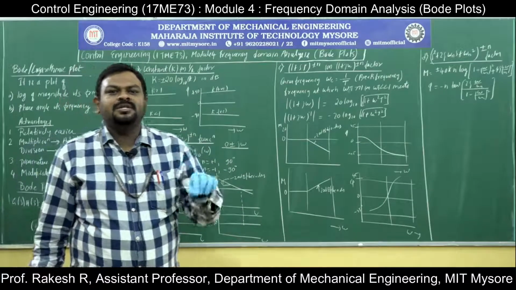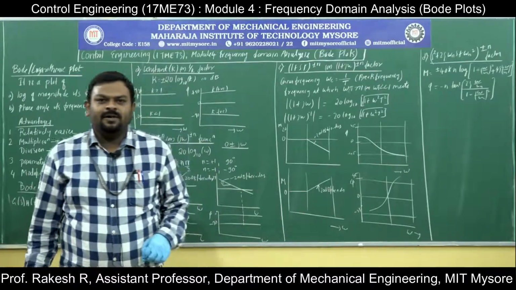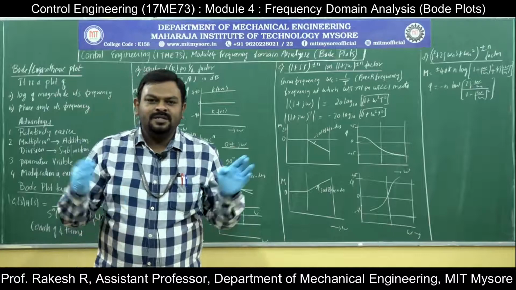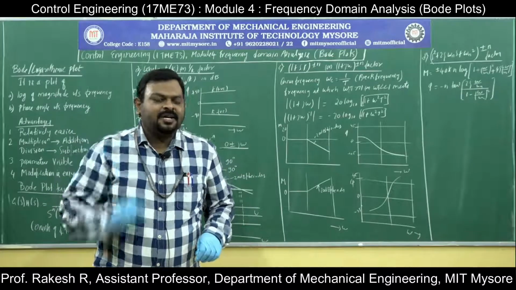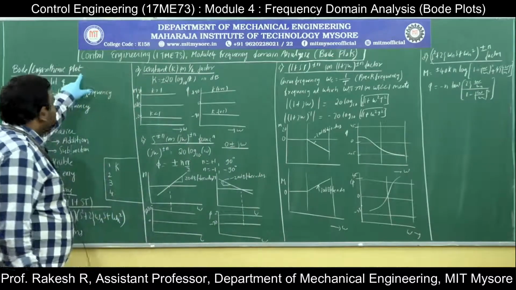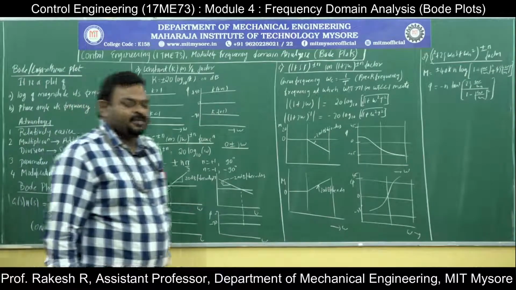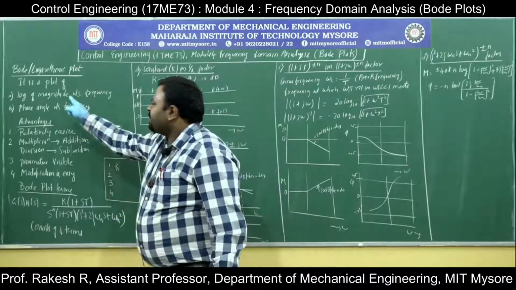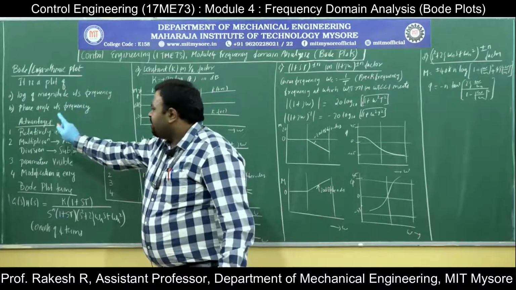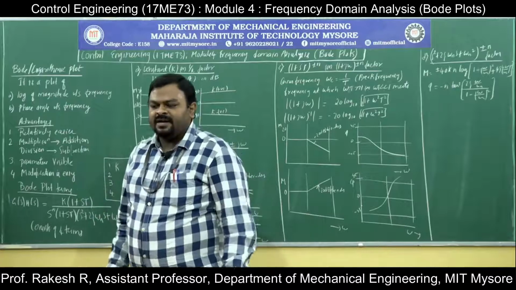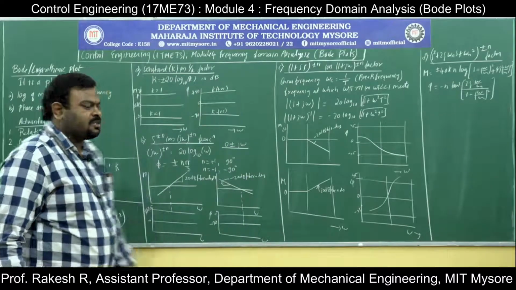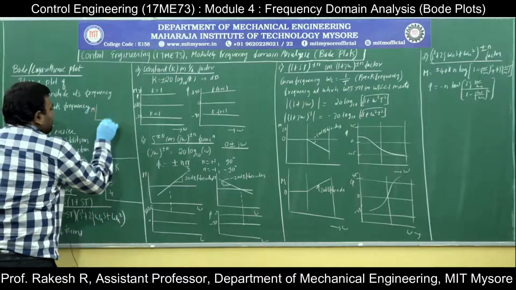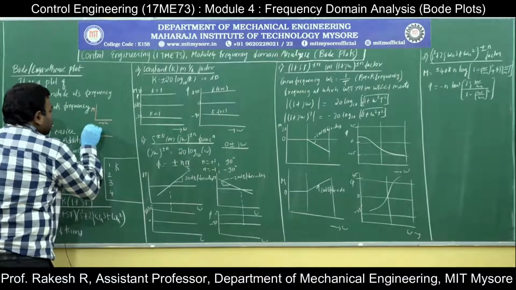Whenever the poles and zeros are more, the Nyquist plot is time consuming. In such cases, we will be using the Bode plot or logarithmic plot. The Bode plot is a plot of logarithmic magnitude versus frequency and phase angle versus frequency. Here, basically there will be two plots. One is magnitude versus frequency and another one is phase angle versus frequency.